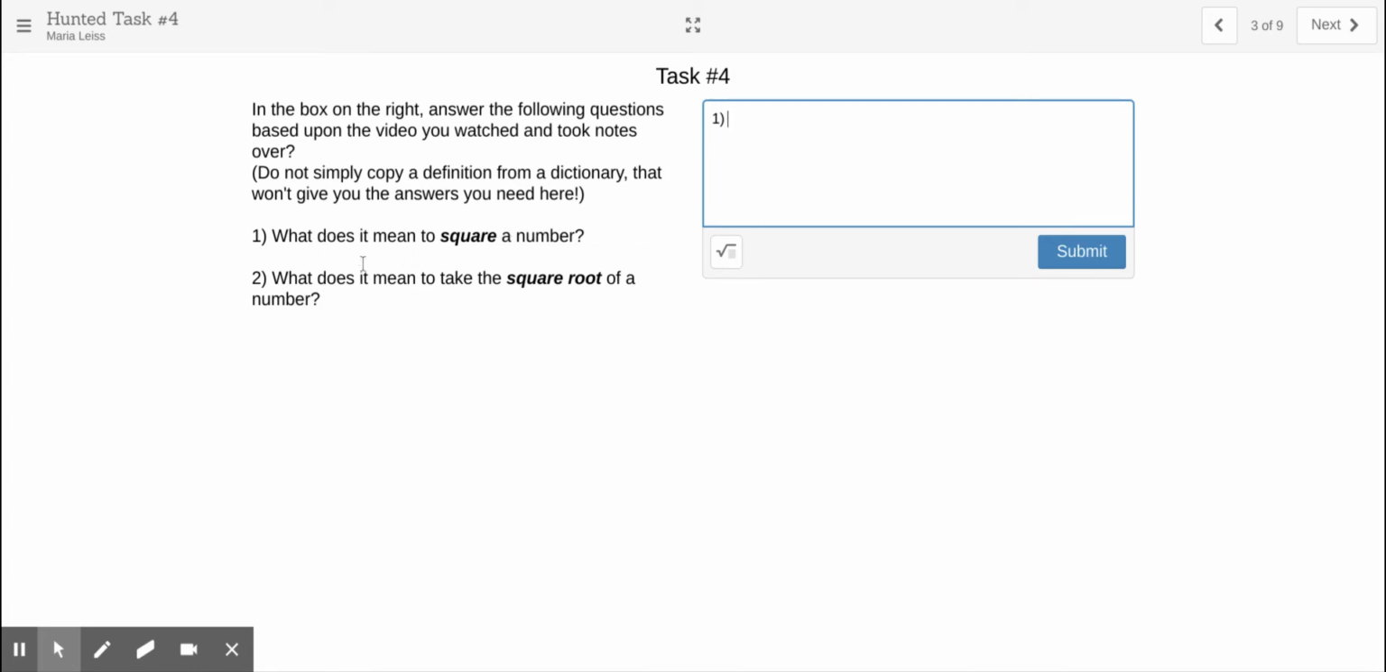On slide 3, it asks you two questions. What does it mean to square a number, and what does it mean to take the square root of a number? Well, in the video, they talk about how when you square a number, what you're really doing is multiplying. So let me write this the way a high school student would write it. To square a number means to multiply a number by itself. So if we were squaring the number 3, to square it means to do 3 times 3. Doesn't mean times 2, doesn't mean times 4.